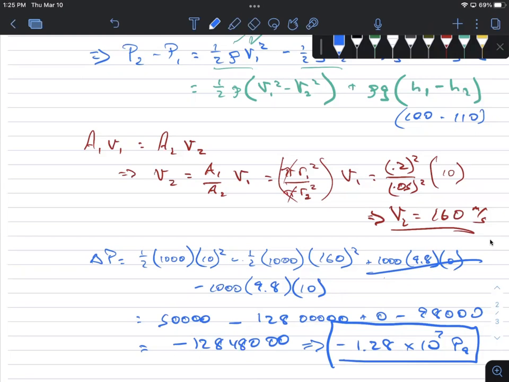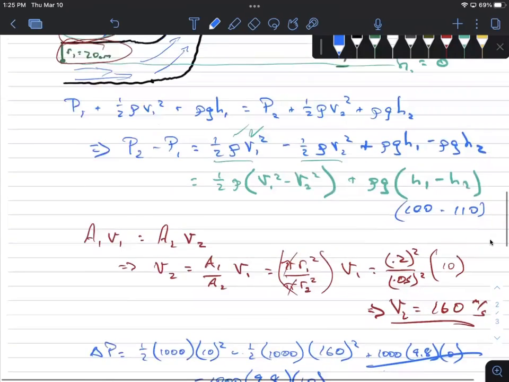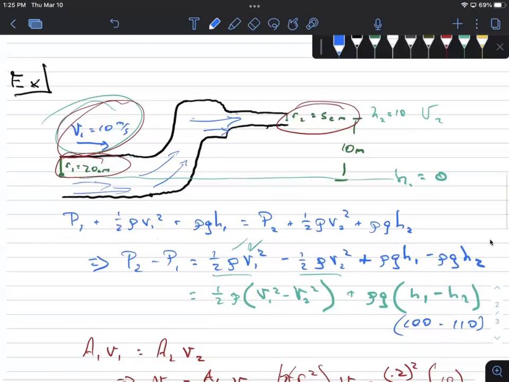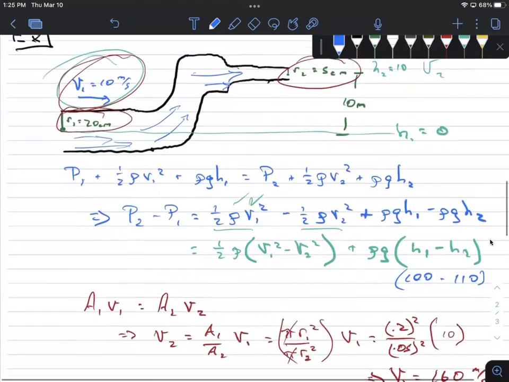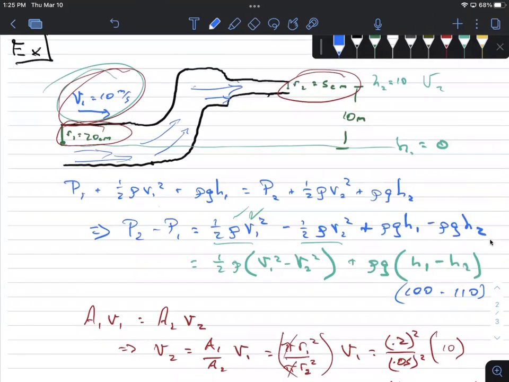Obviously, I can ask for something other than delta P. I could have said, what should H2 be? What should the second height be if I want a delta P of 1.4 times 10 to the 7? Well, all that means is P2 minus P1 is now a number, and H2 is now the variable. So you solve for H2 instead. Same exact thing.